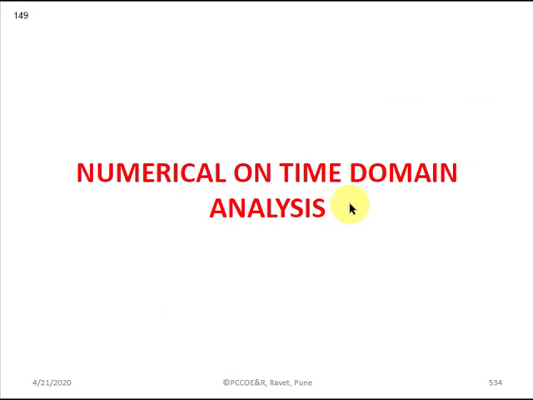So next, a numerical on time domain analysis. In time domain analysis, we are trying to determine the performance specifications of a system for a step input, such as percentage overshoot, rise time, peak time, settling time, steady state error, and delay time. All these performance specifications we are going to determine in the next few numericals. So we'll start our discussion of time performance specifications.